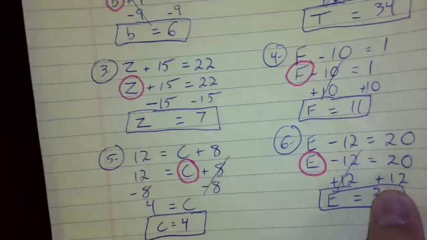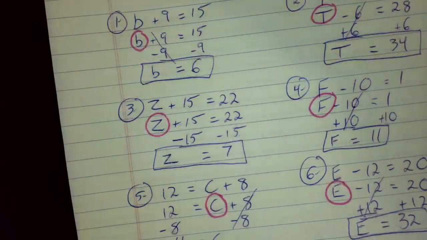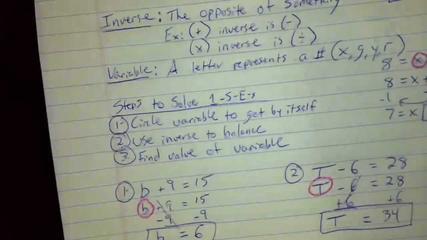So, when you're looking at your one-step equations, looking at circling the variable, use the inverse, and find the value of the variable. Let's see, go ahead and try numbers 7 and 8 on your own.